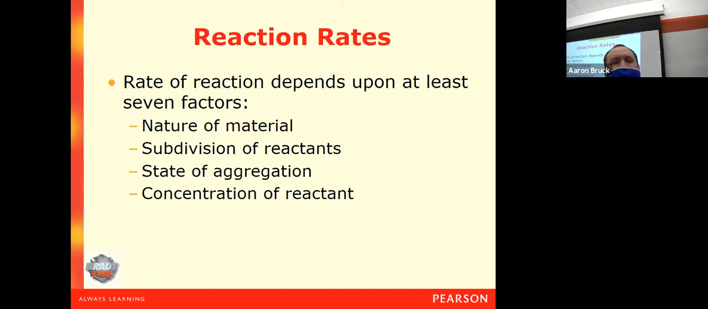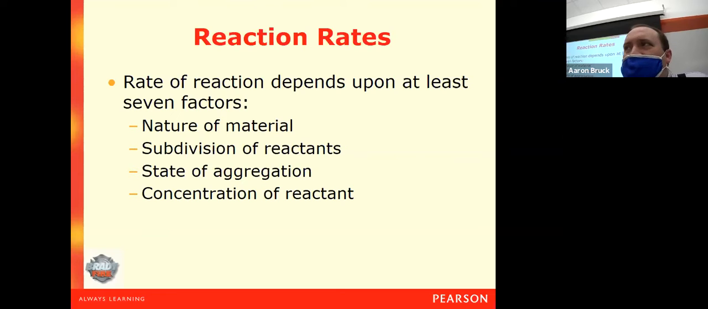Second, the subdivision of the reactants. What are they? How are they mixed together? Are they solids? Are they liquids? Are they gases? Are they currently being held separate from each other? Are they in one big container together? Those are all things that make a difference.